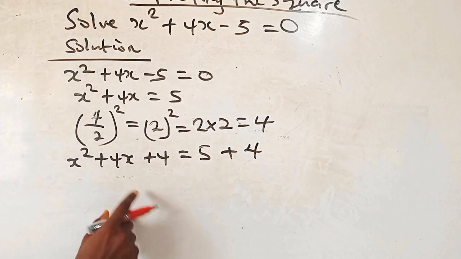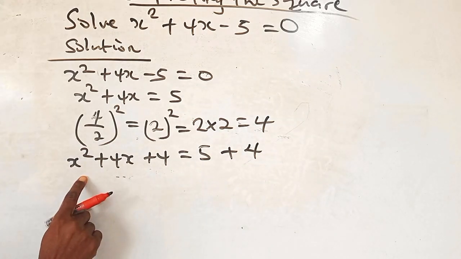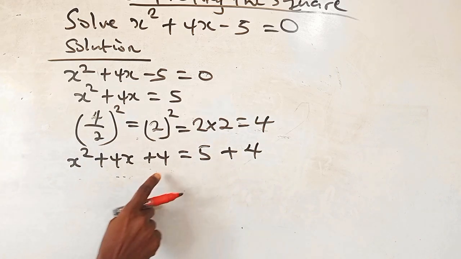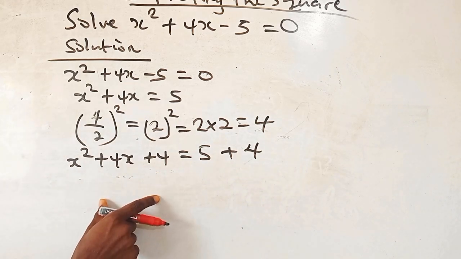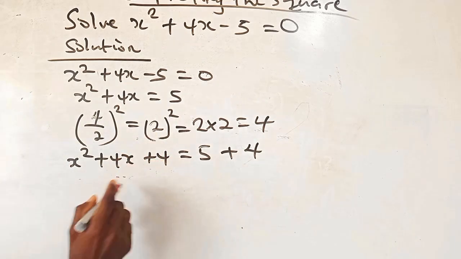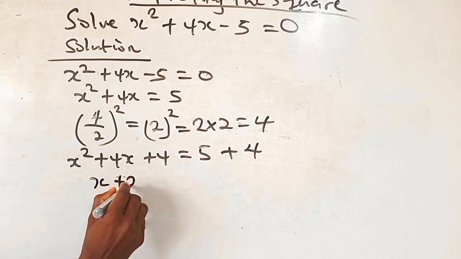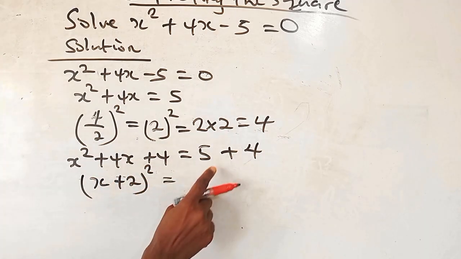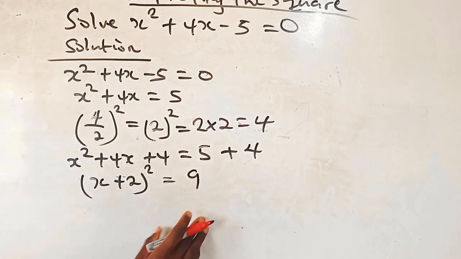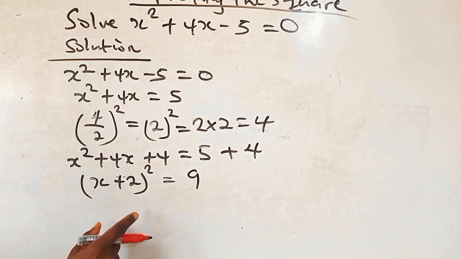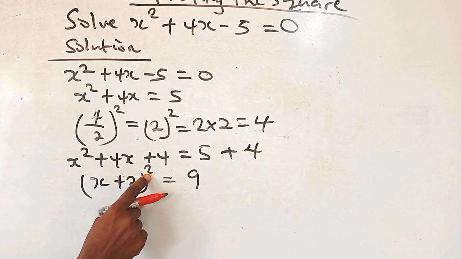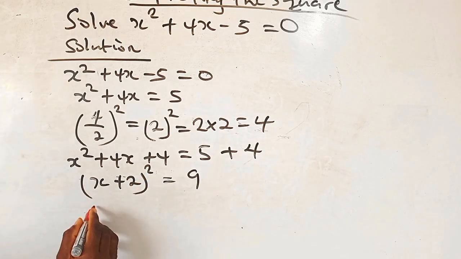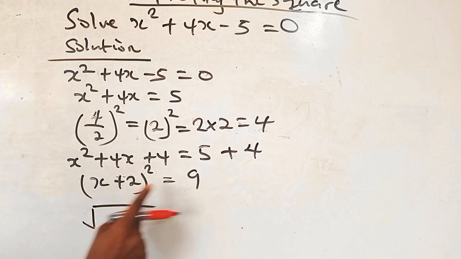The next thing we do, we take x² + 4x + 4 and put it in binomial form. Since we have 2 here, we have (x + 2)², equals, when we add this, 9. The next thing we do is to take care of the square of the term. We simplify this further by taking the square root of both sides.